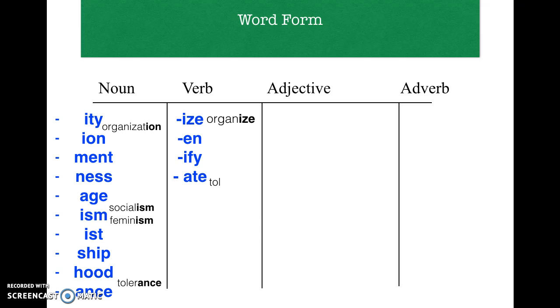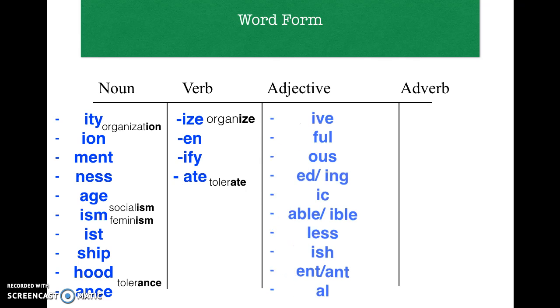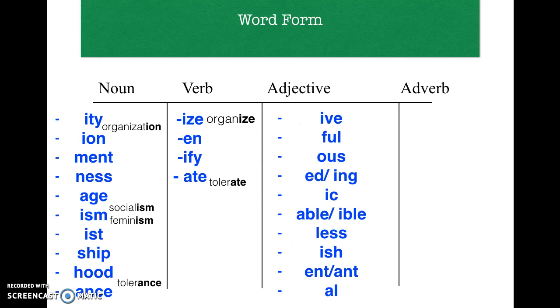Again, organize, tolerate. Adjective forms: IVE, FUL, OUS. ED and ING are dependent on whether it's the feeling itself or the cause of the feeling. The cause is going to be ING, the feeling itself is ED. We'll look more on that later, and so on. So we can see here, from attractive, from tolerant, that you change the suffix at the end and you change the form.